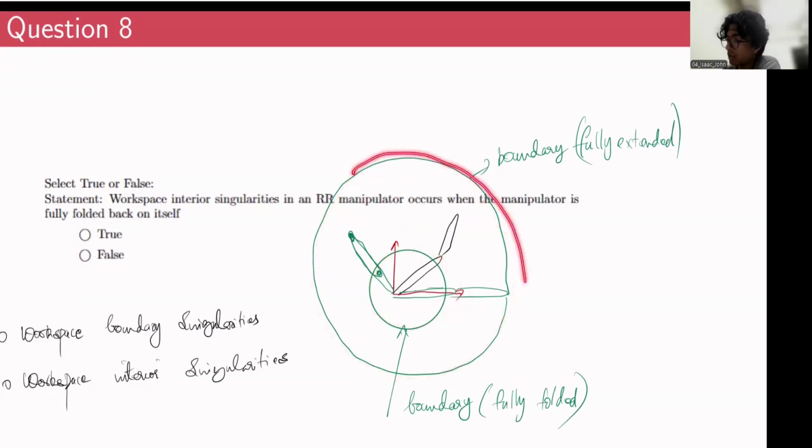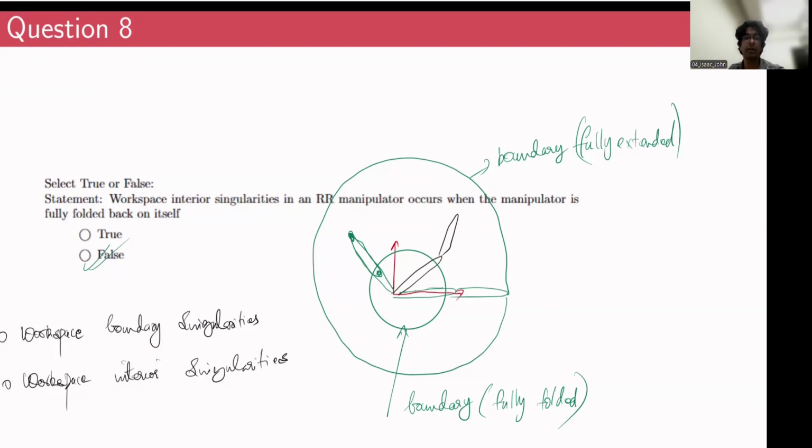So this boundary occurs when the robot is fully extended. This boundary occurs when the robot is fully contracted. And any singularities occurring within this boundary is interior singularity. So the question, it's not correct actually. It's actually false. Right? Interior singularities occur when two prismatic joints are parallel or two revolute joints are coincident.